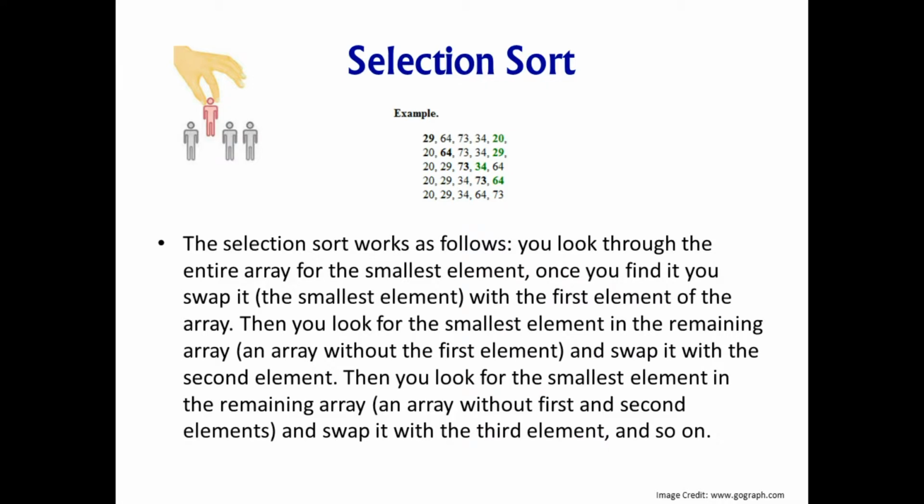So this is 29, 64, 73, 34, 20. The smallest number there is 20. Yay, we found it. So grab the 20 and stick it at the beginning. Oh, hey, look, it's at the beginning. Now we look at 64, 73, 34, 29. 29 is the smallest. Grab it, stick it at the beginning. Now what happens is you start searching a smaller and smaller area, right? Because you know everything to the left is sorted and everything to the right is not sorted. Keep looking, and you'll find the smallest number. Let's take a look and see what this would look like in Python.